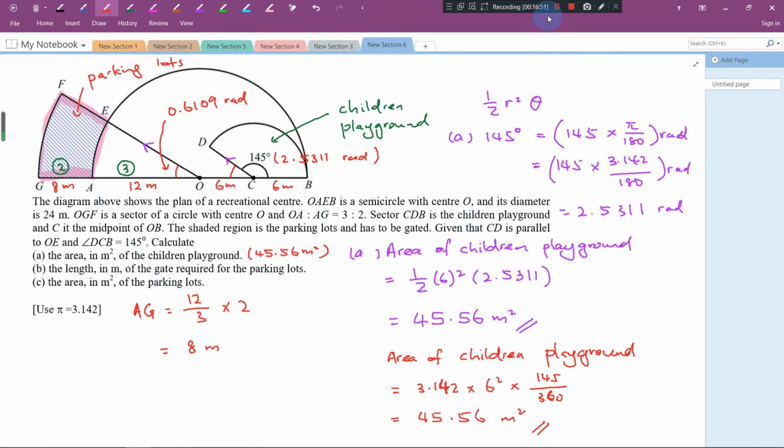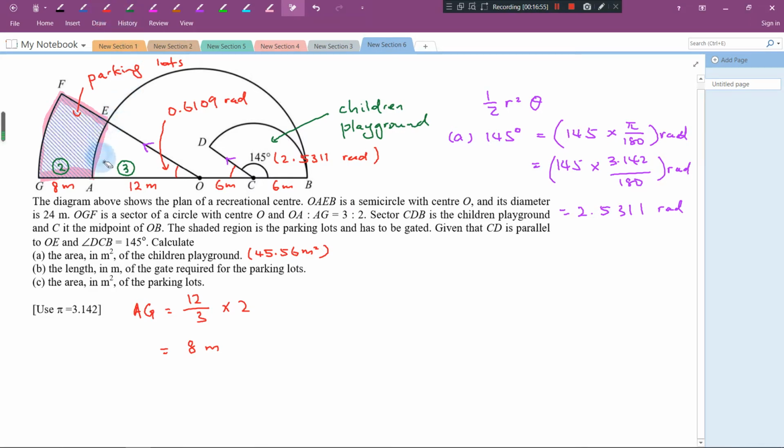Okay, so now we can start to find the arc length. I do it separately, so it's clearer and easier for you to understand. Arc length AE equals r theta. So the r is 12, theta is 0.6109. Okay, that gives 7.3308 meters.